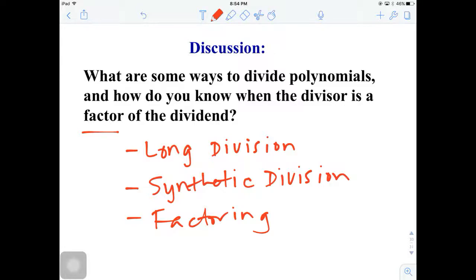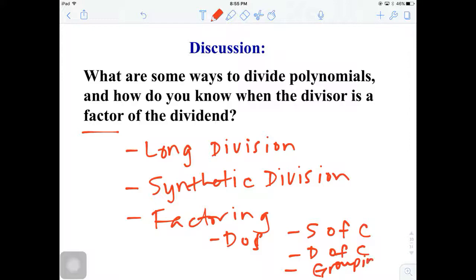And under the factoring, we can have a difference of squares, the sum of cubes, and the difference of cubes, and also factor by grouping. So those are the different ways to factor, or just generally factoring by GCF. So those are the ways to factor.